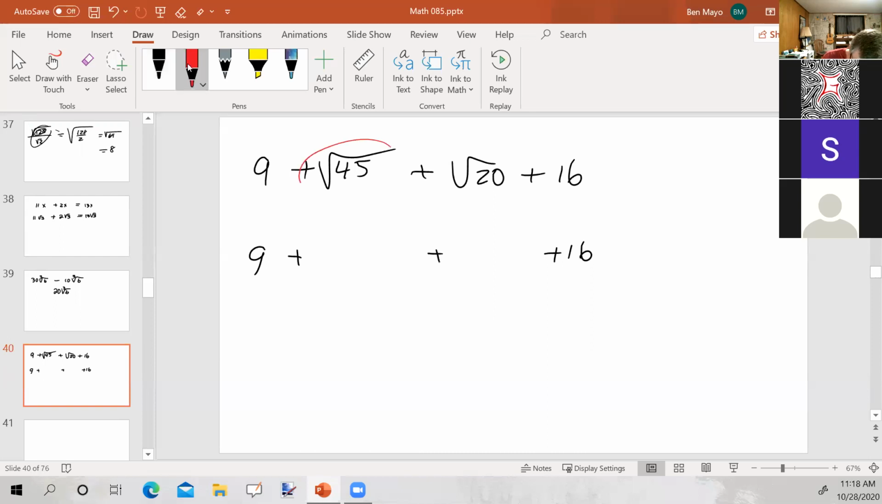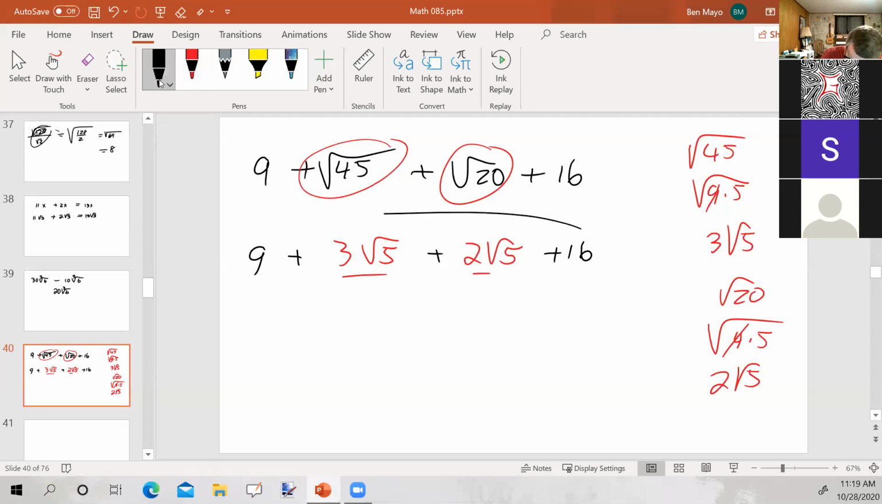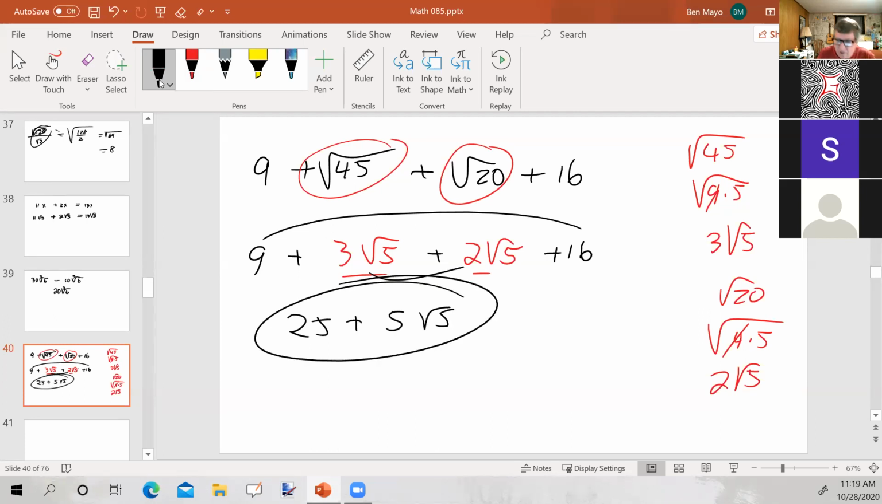Okay, let's take a look at that. 45 is 9 times 5, right? So that would be 3 square roots of 5. So the square root of 45 could be written as 3 square roots of 5 using the stuff we've been looking at. All right, let's take a look at this. The square root of 20 would be the square root of 4 times 5, which would be 2 square roots of 5. So now, having simplified the square root of 45 and the square root of 20, can you see that they are alike? So I've got 16 plus 9 is 25 plus 5 square roots of 5.